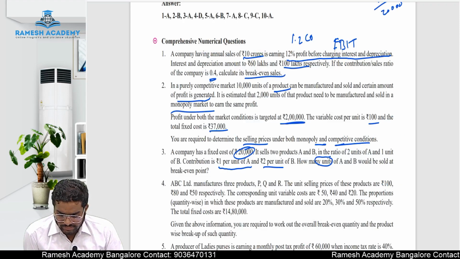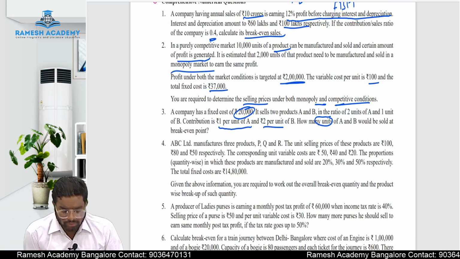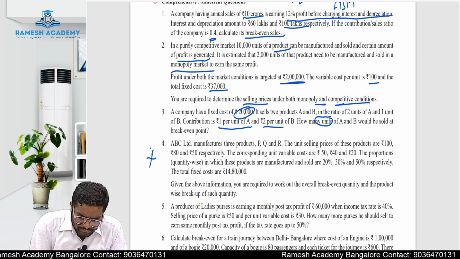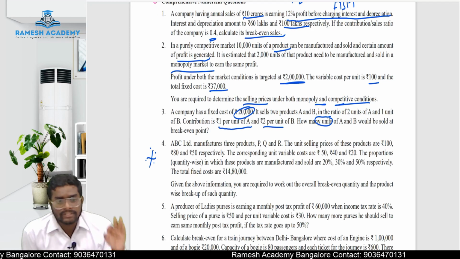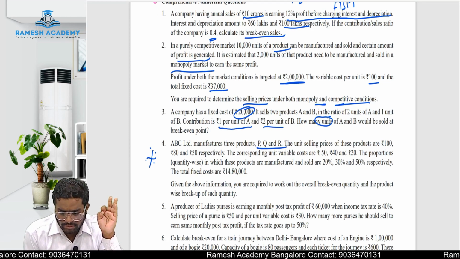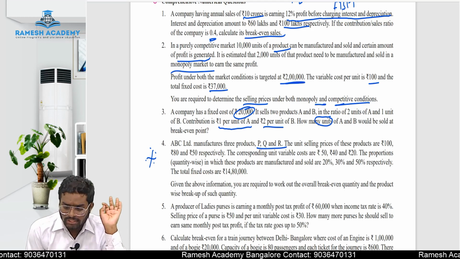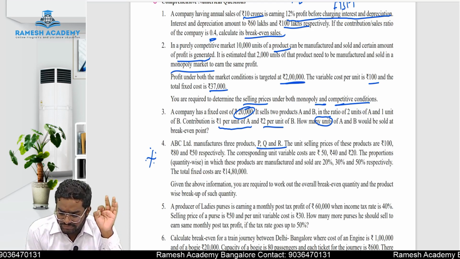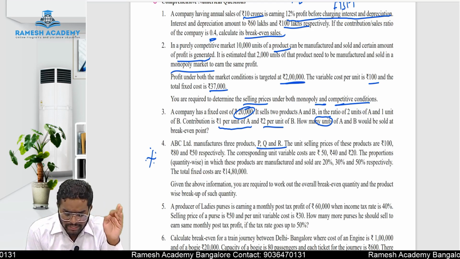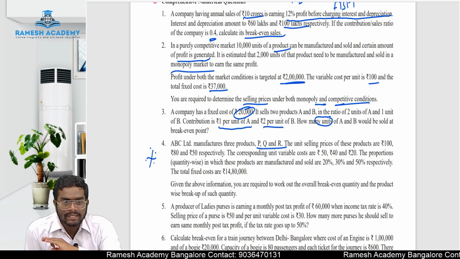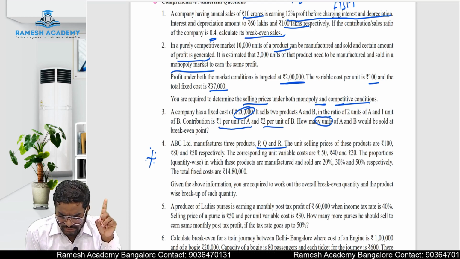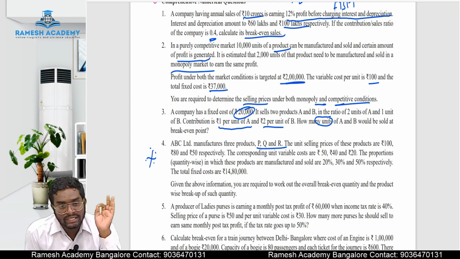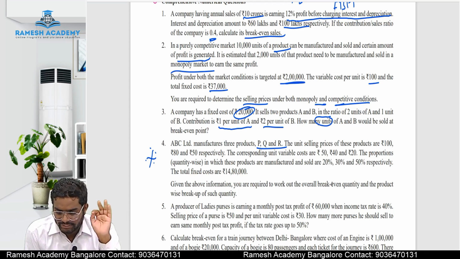Next we will see the next question. So fourth question, mark it as important, it may be asked in examination. ABC Limited manufactures 3 products P, Q, R. The unit selling price of these products are 100, 80 and 50 respectively. The corresponding unit variable cost is 50, 40, 20.